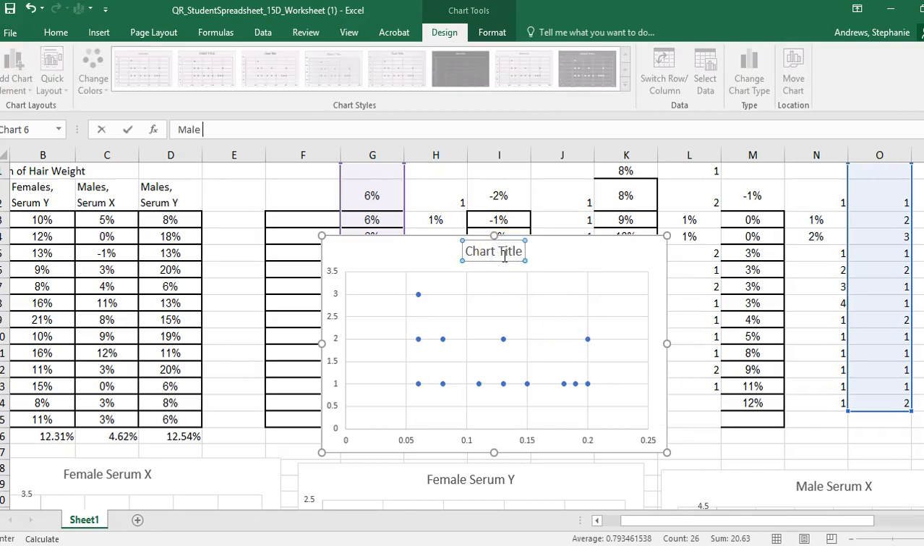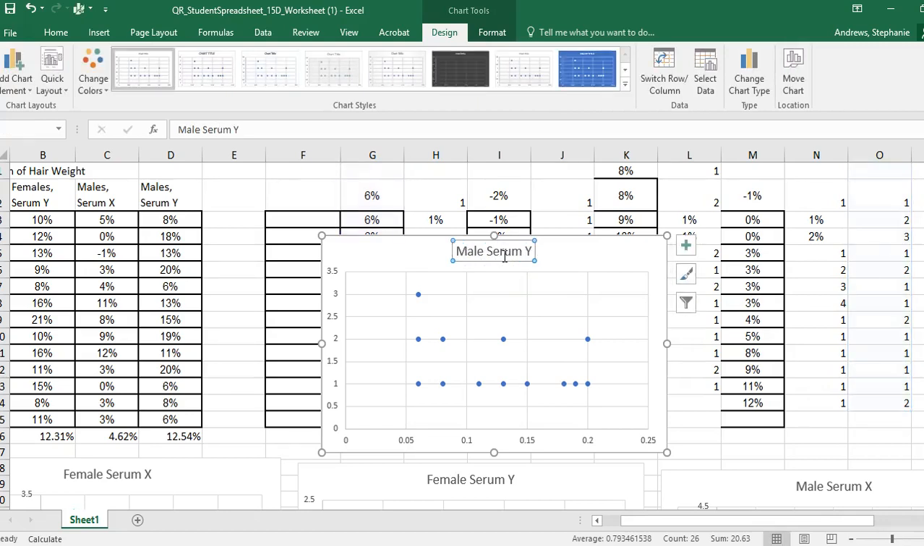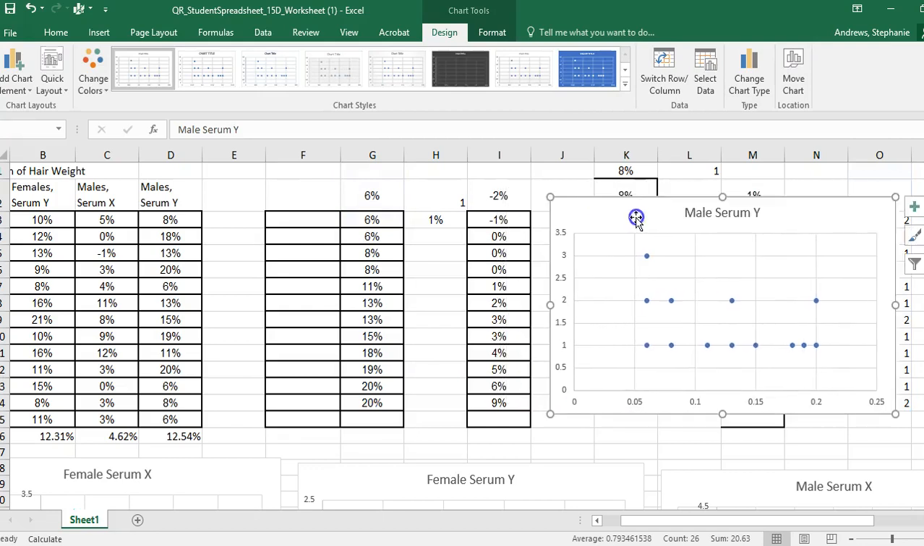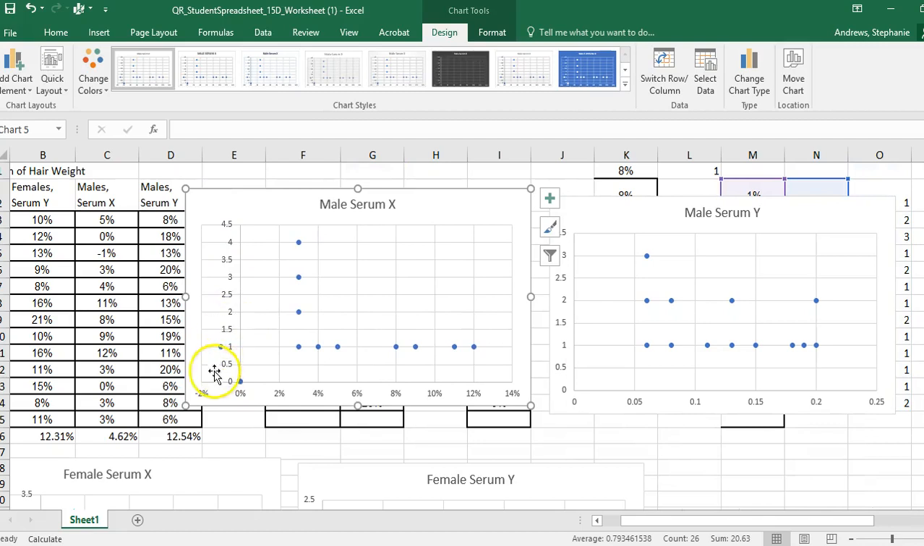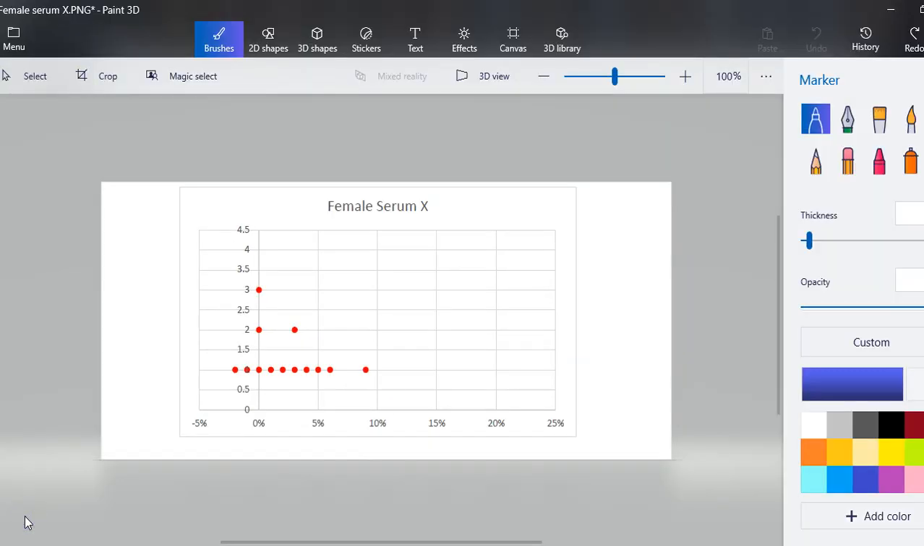And this is male serum Y. And so now looking at the male serums, notice the X is shifted to the left and Y is kind of blocked. That's interesting. But what they've asked us to do is on A, B, C, and D, they've asked us to make dot plots. So I have some dot plots I can write on.